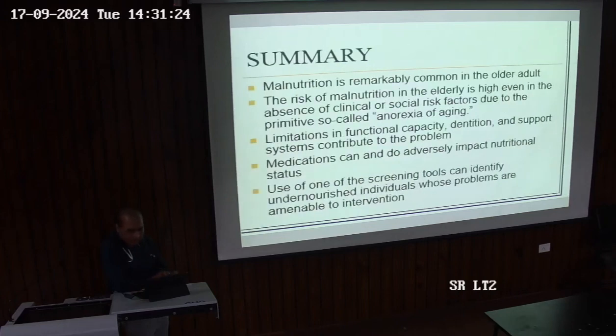In summary, malnutrition is remarkably common in the elderly or older adults, and the risk of malnutrition in the elderly is high even in the absence of clinical or social risk factors, due to the so-called anorexia of aging. Limitations in functional capacity, dentition, and support system contribute to the problem. Medications can and do adversely impact nutrient status. As we know, some may lead to gustatory changes, some to olfactory changes, and some to binding of nutrients to the drugs, thereby hampering their absorption.